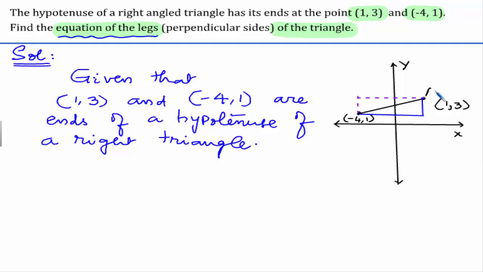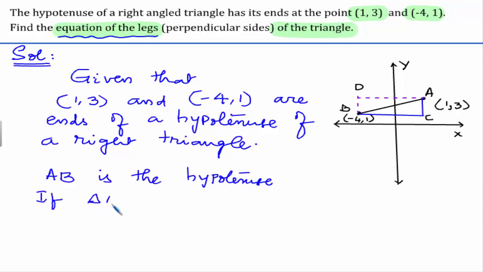Let us call this A, this B. If I call this C and D, let us interpret the solution now. AB is the hypotenuse, so if triangle ACB is considered, then the 2 legs are BC and AC.